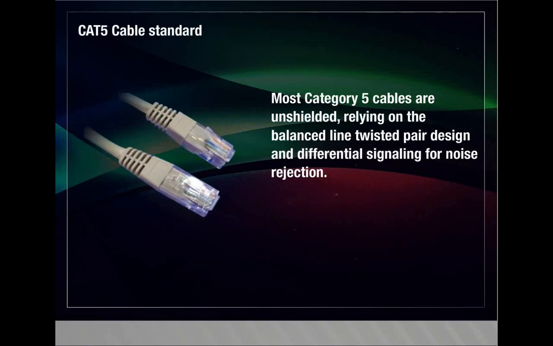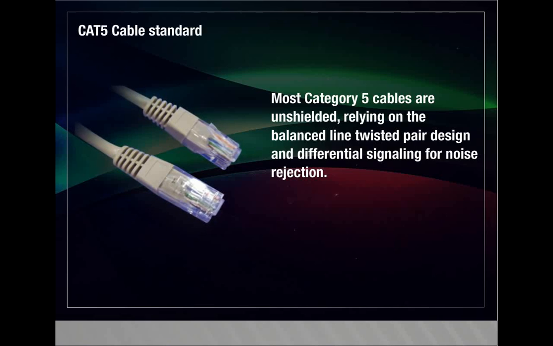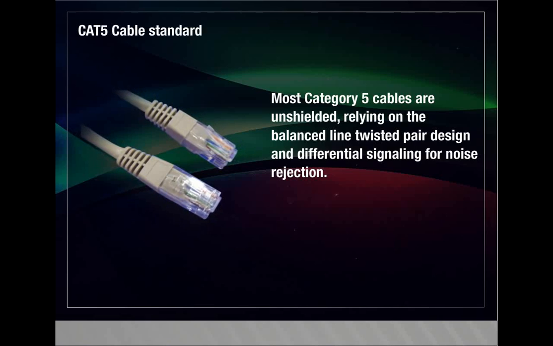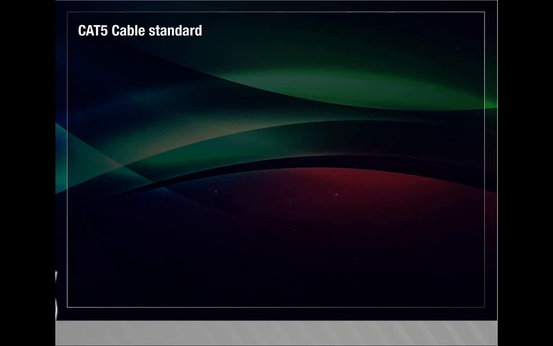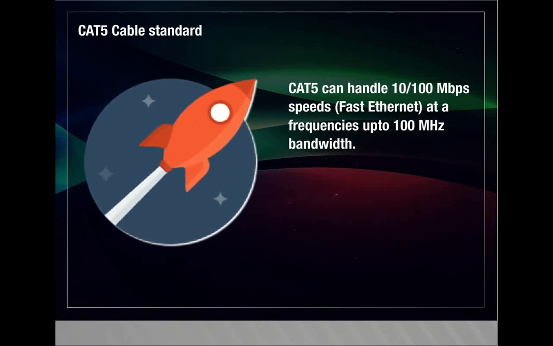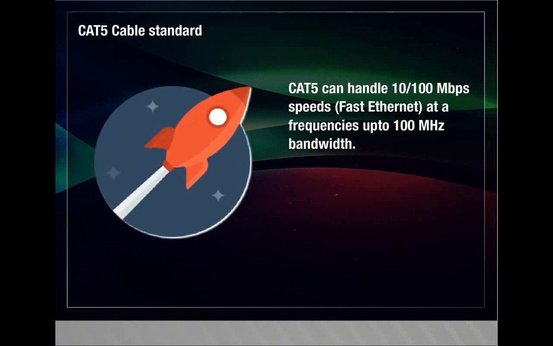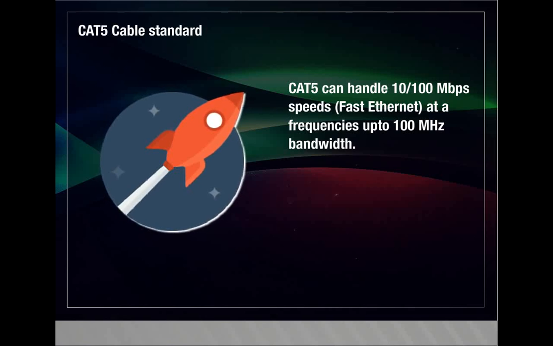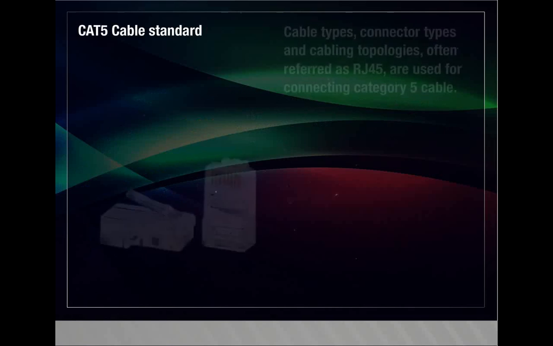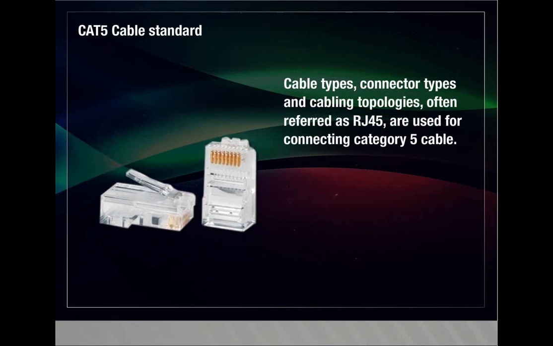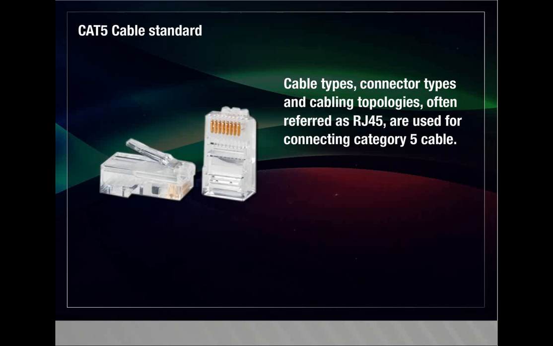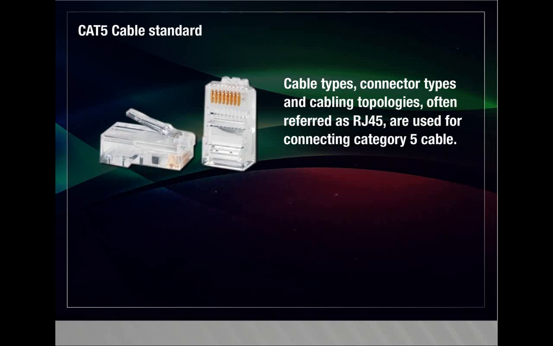Cat5 cable standard. Most Category 5 cables are unshielded, relying on the balanced line twisted pair design and differential signaling for noise rejection. Cat5 can handle 10 and 100 Mbps speeds, fast Ethernet, at frequencies up to 100 MHz bandwidth. Cable types. Connector types and cabling topologies, often referred to as RJ45, are used for connecting Category 5 cable.